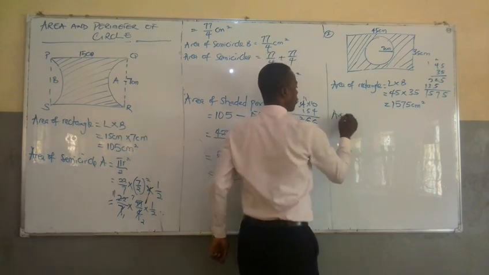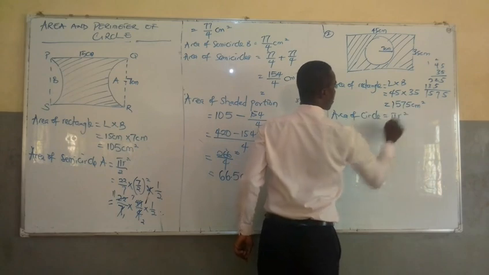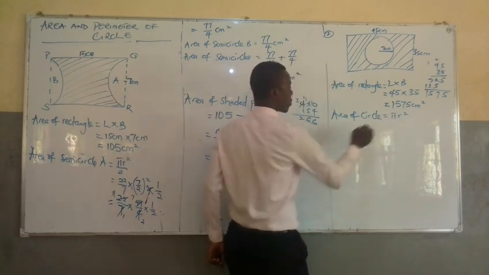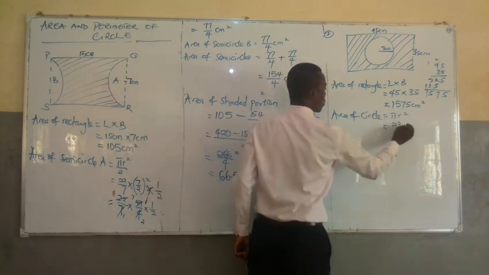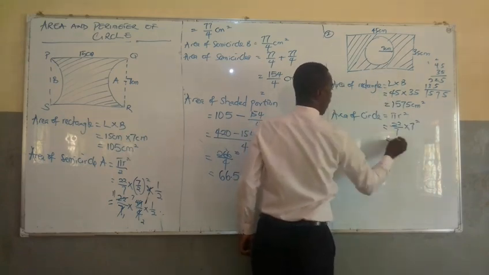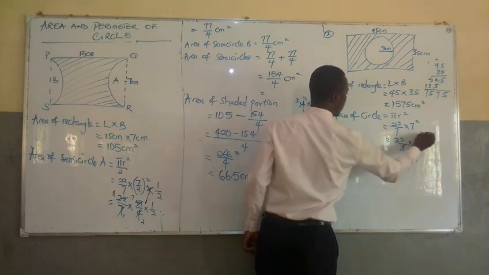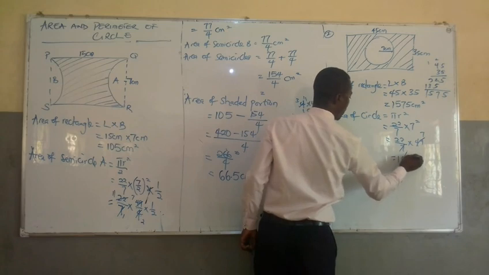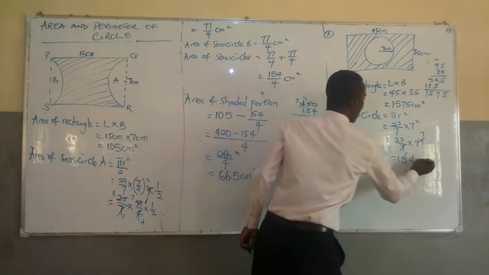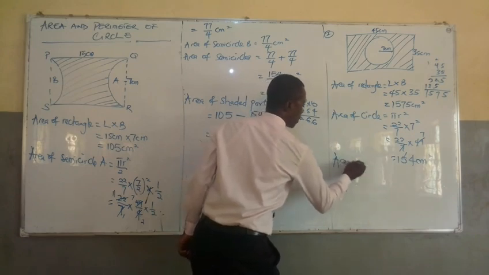How about the area of the circle? Area of circle becomes pi r squared. So we've been given the radius, which is 7 centimeters, so that's 22 over 7 times 7 squared, and that is 22 over 7 times 49. 7 here 1, 7 here 7. That gives me 154 centimeters squared.